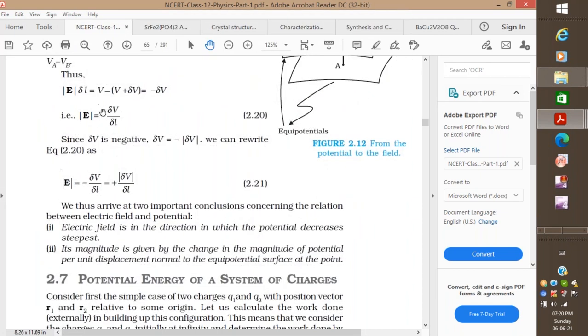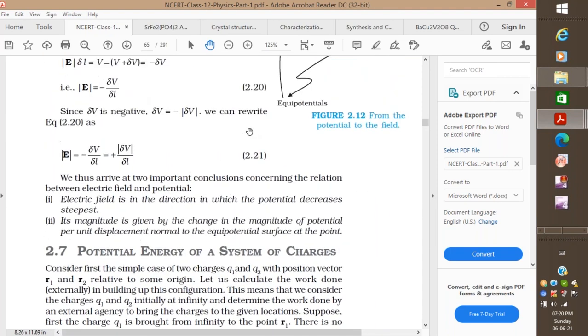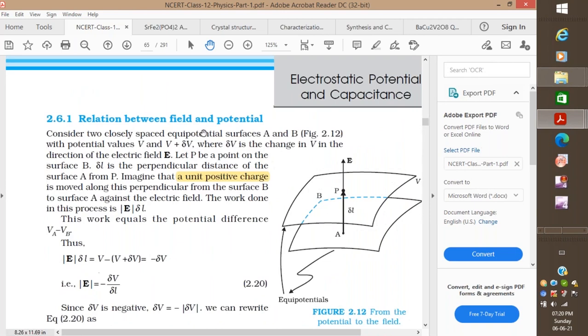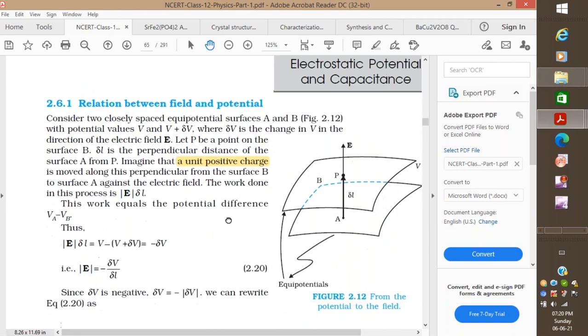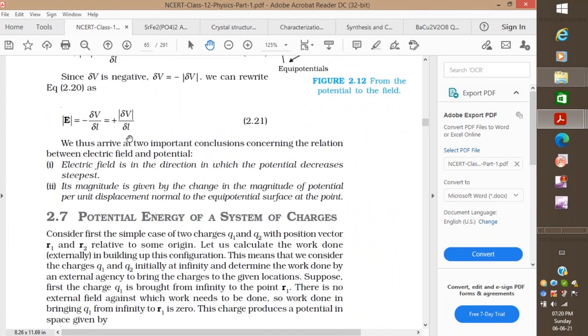Anyway, positive or negative doesn't matter. What matters is actually these two conclusions. You look here, these two conclusions. From this equation, actually this derivation used to come in the exam. Okay, in the board exam, actually there will be a question: derive the relation between the field and potential. Then you have to write this. Okay, and what is the conclusion from here? They will ask what is the conclusion from this derivation you get.